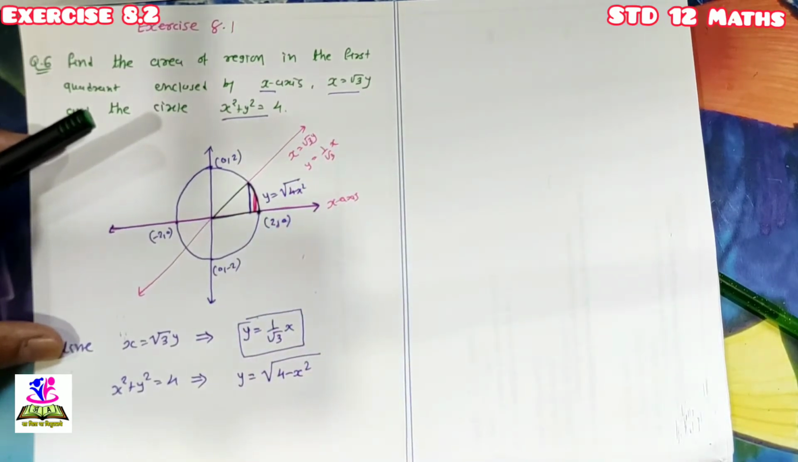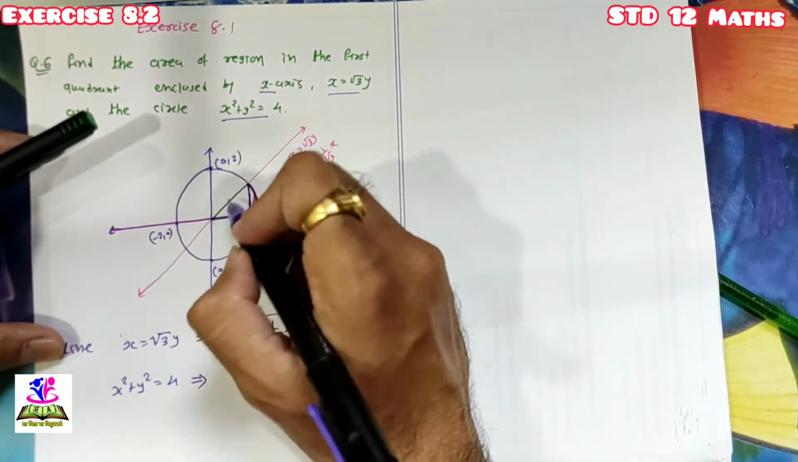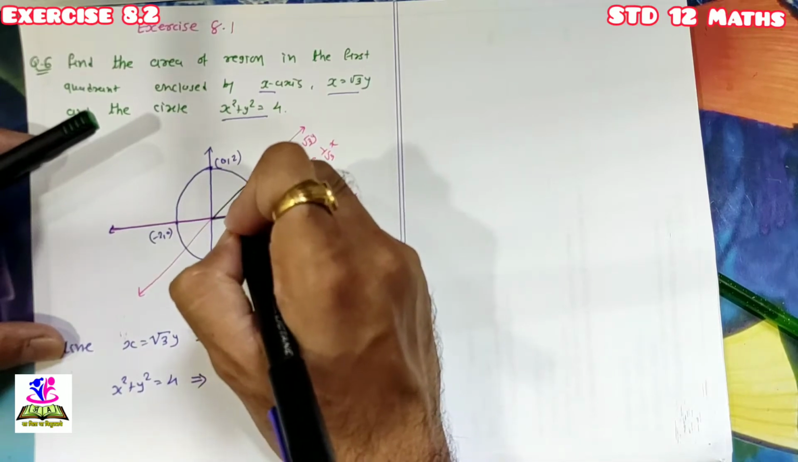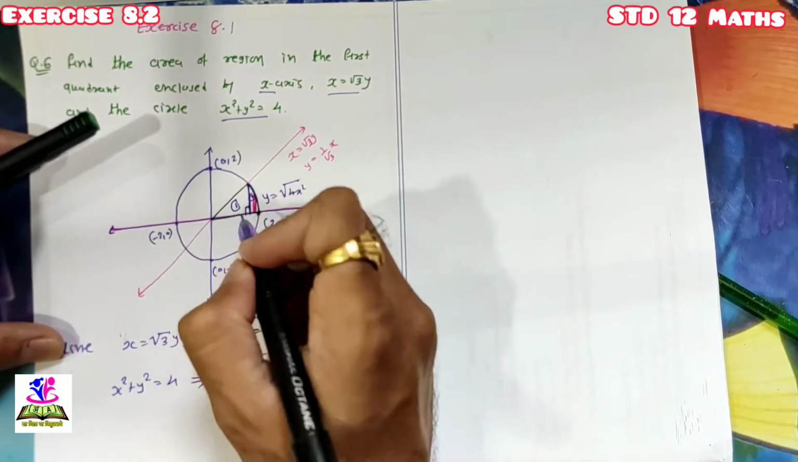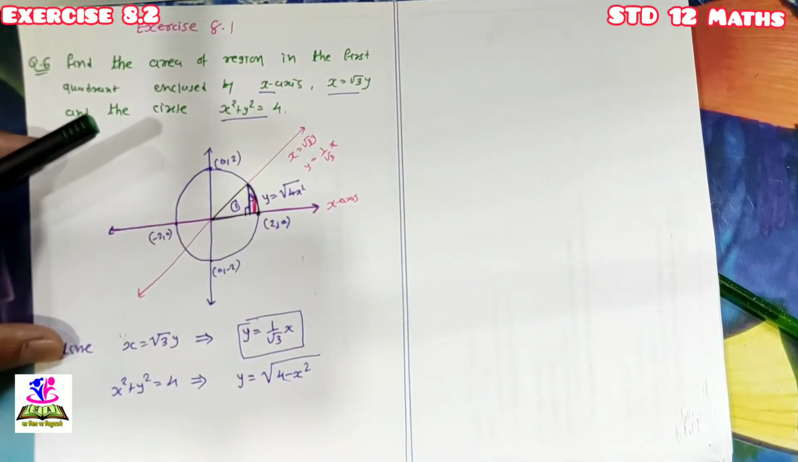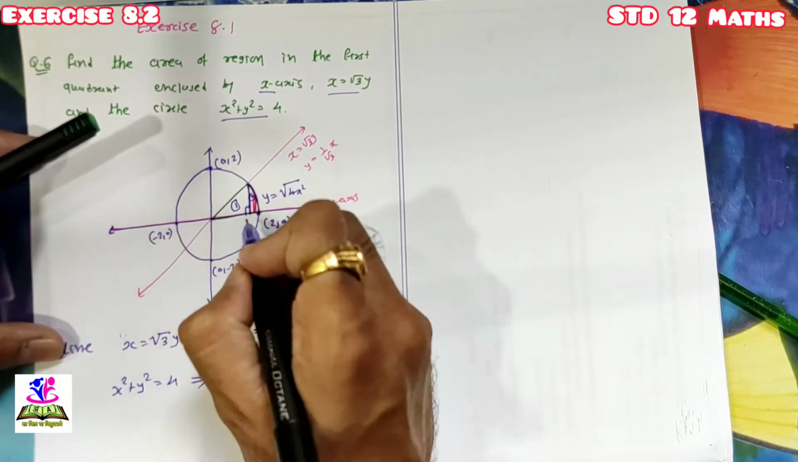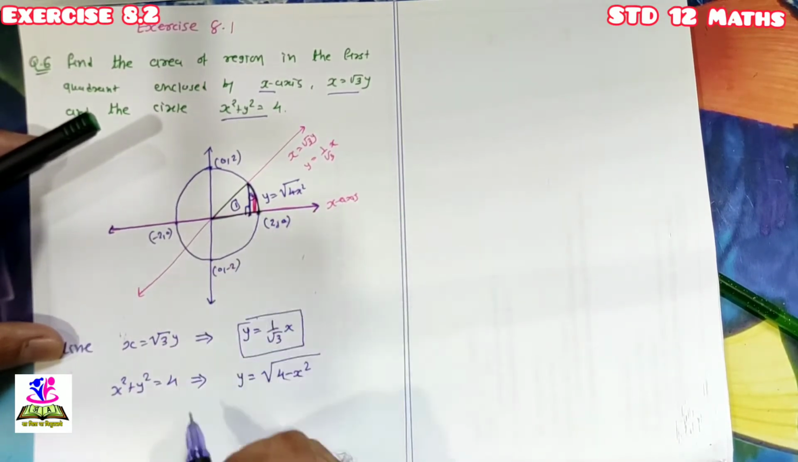So area of this region enclosed by this y equal to 1 upon root 3 x, x-axis and circle is area of this region 1 plus area of this region 2. Area of the region 1 is nothing but the area of triangle. So for that we have to find the length and height of this triangle. So first you have to find the coordinates of this point. So how can we find the coordinates of this point?